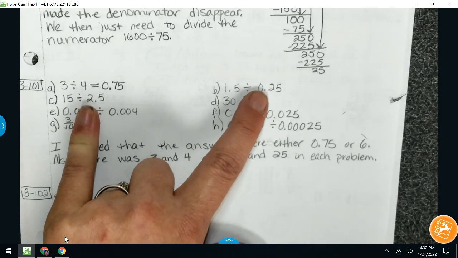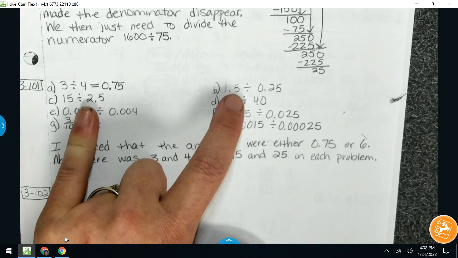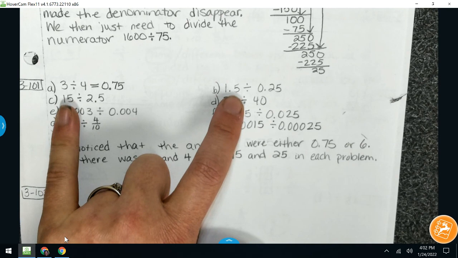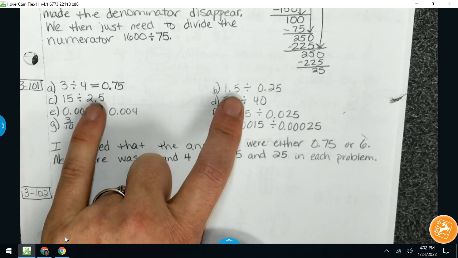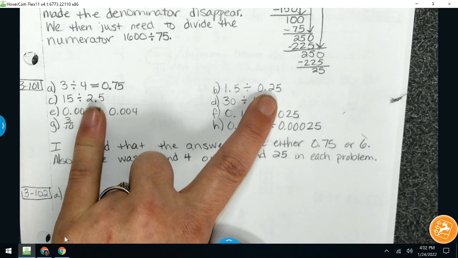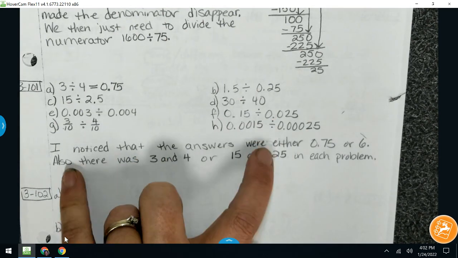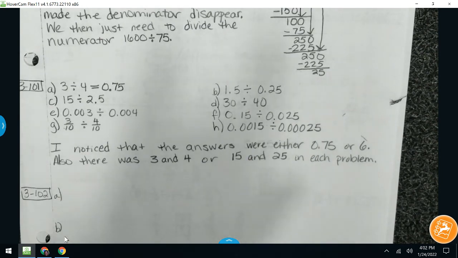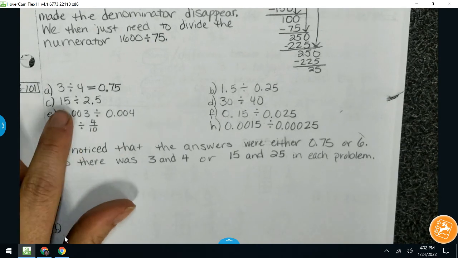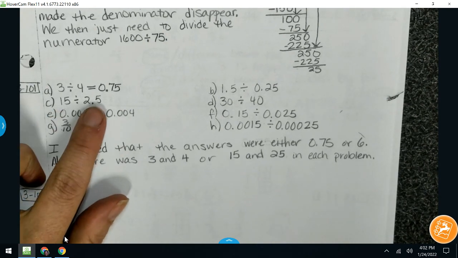So I look at Charlie and Bravo. To go from 1.5 or 1 5/10 to 15, I would move my decimal 1 spot to the right. With 25 hundredths and 2 5/10, I would also move my decimal 1 spot to the right. So with these ones here, and I'm going to use a little more precise language, for both my dividend and my divisor, what I'm dividing by, I'm moving the decimal the same number of spaces and in the same direction.